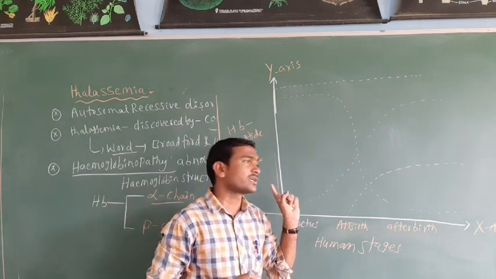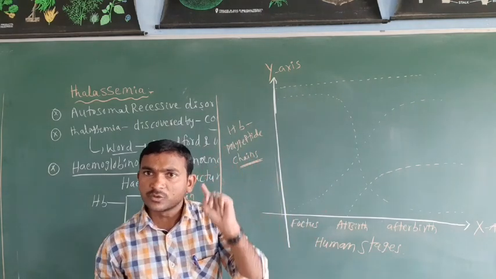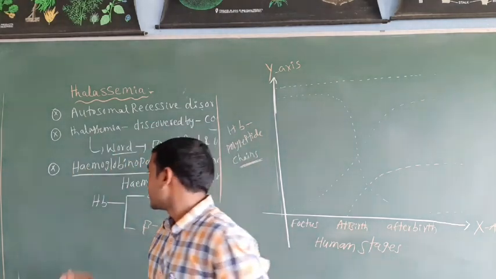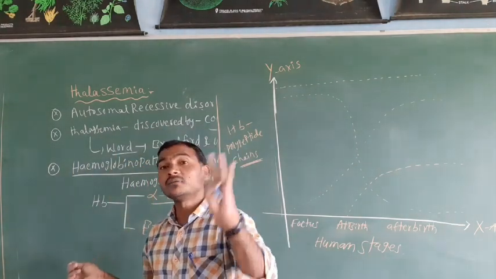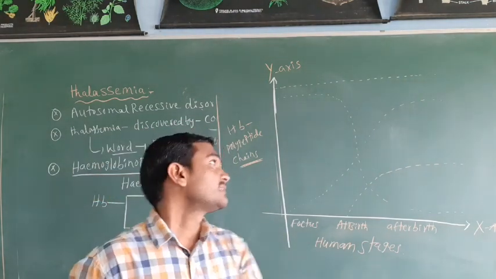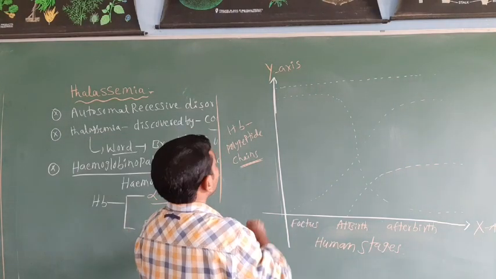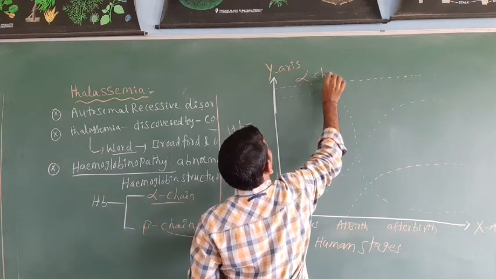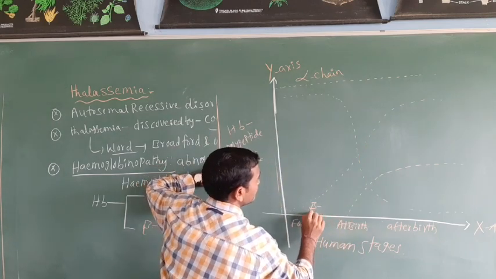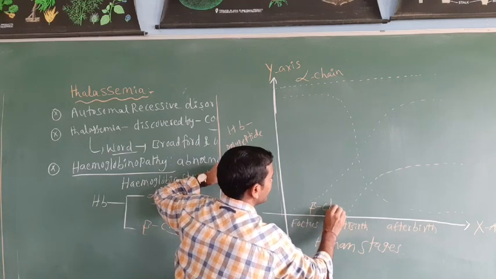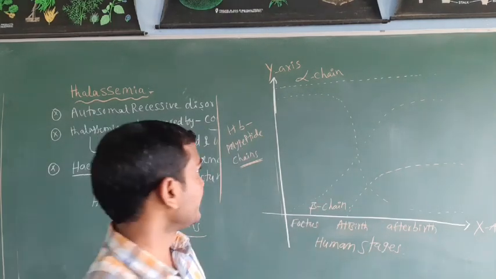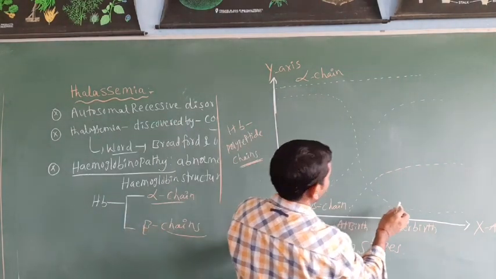Why are we explaining through a graphical representation? Already we know that most people think hemoglobin consists of two types of chains, alpha chains and beta chains. But along with them, two other types of chains are there. What are they? We will discuss that. See here, this is the alpha chain. The next, like a dot, is the beta chain: alpha chain and beta chain.